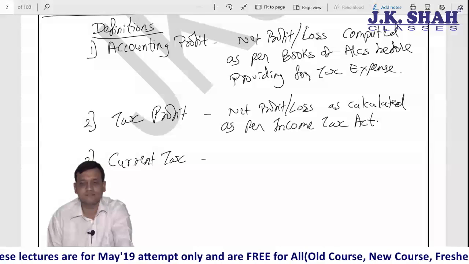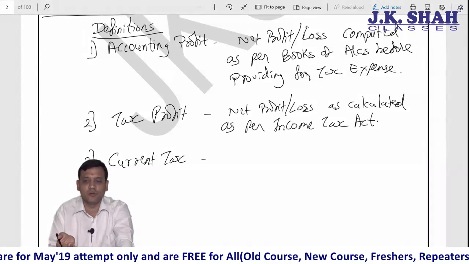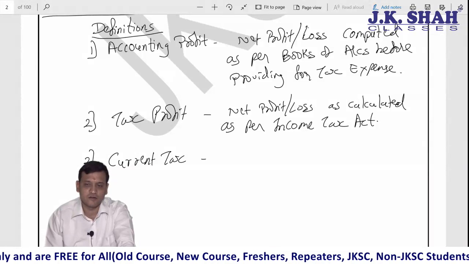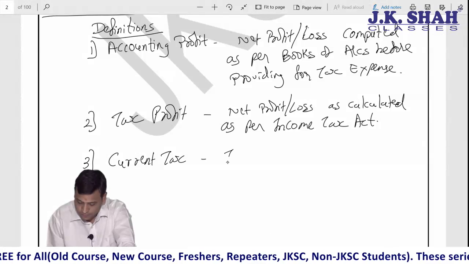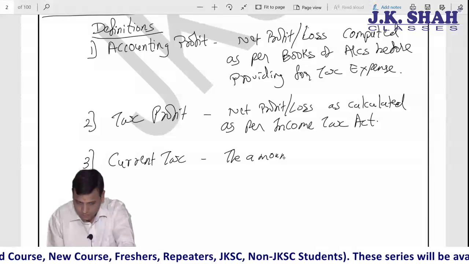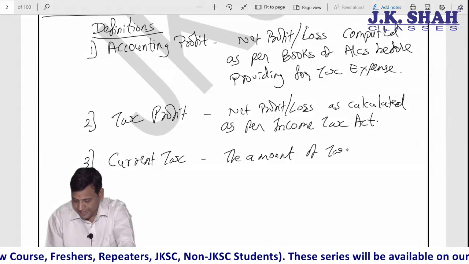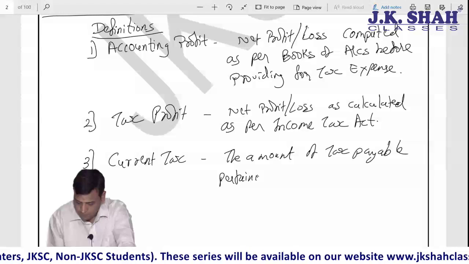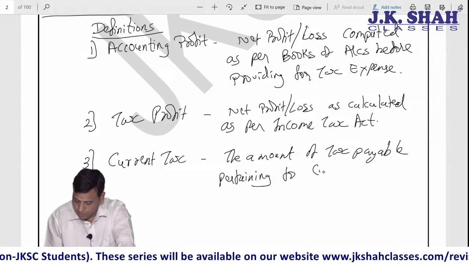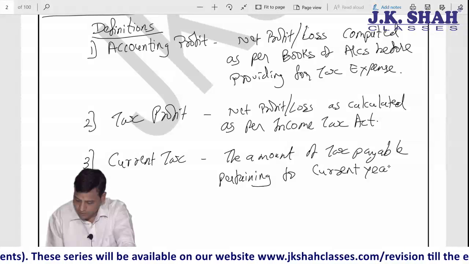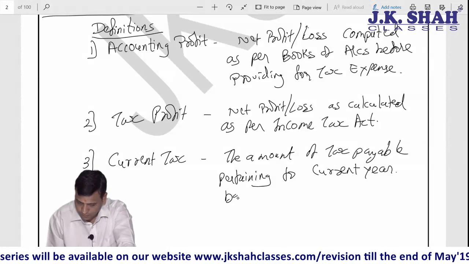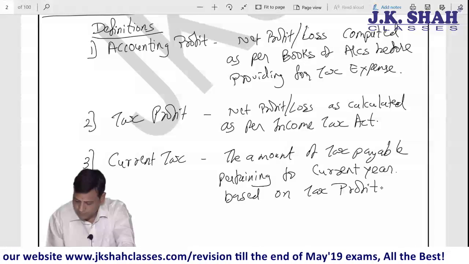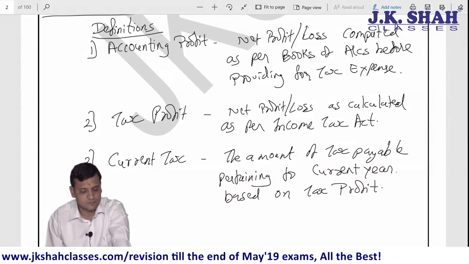Now, what is current tax? The amount of tax to be paid in the current year based on which profit? Accounting profit or tax profit? Tax profit. Very good. So, the amount of tax payable pertaining to current year based on tax profit. That is nothing but current tax.